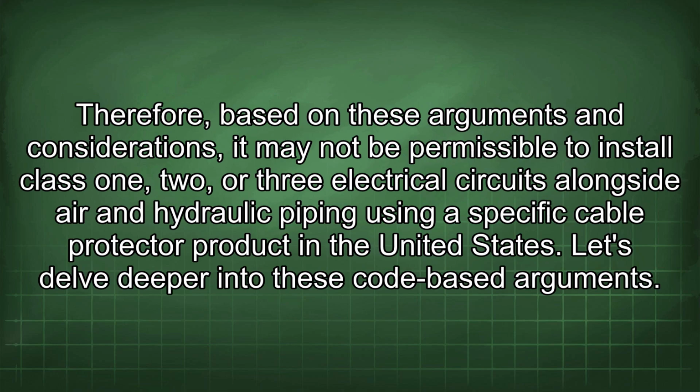Therefore, based on these arguments and considerations, it may not be permissible to install Class 1, 2, or 3 electrical circuits alongside air and hydraulic piping using a specific cable protector product in the United States. Let's delve deeper into these code-based arguments.